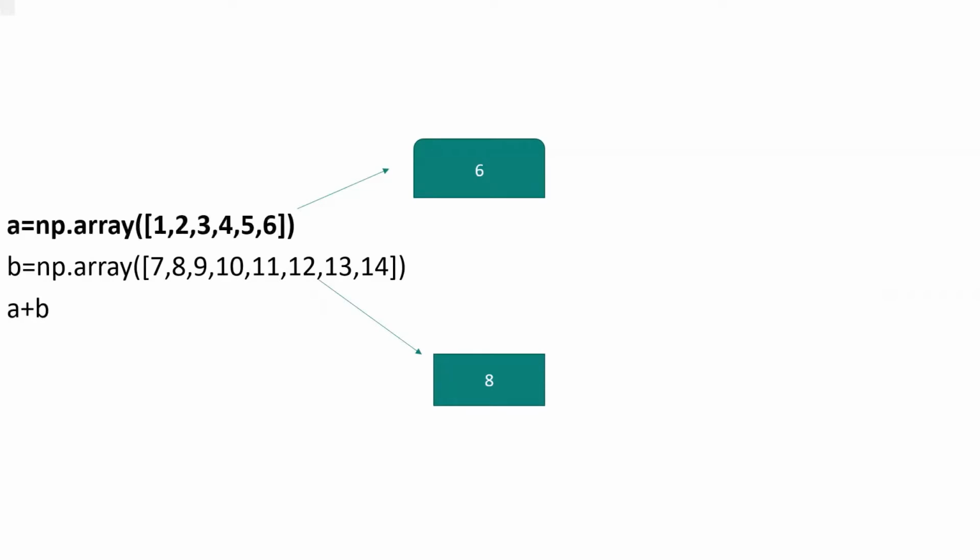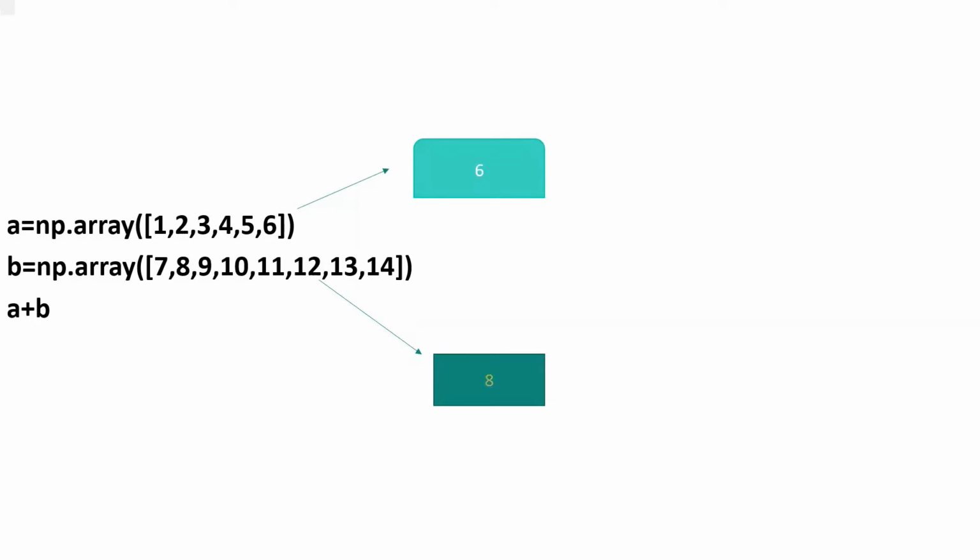Since A has 6 items, the shape will be 6 comma, right? And B has 8 items in it, so the shape will be 8 comma. If I perform operation A plus B, then since A has 6 items, the shape will be 6. B has 8 items, so the shape will be 8.